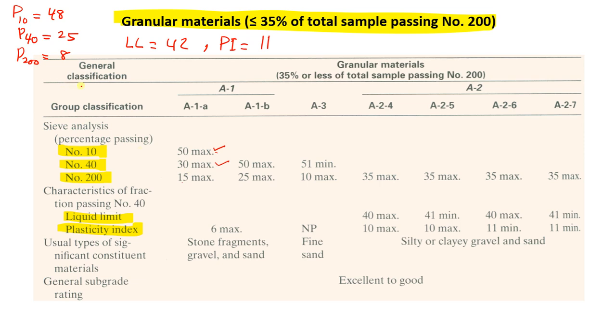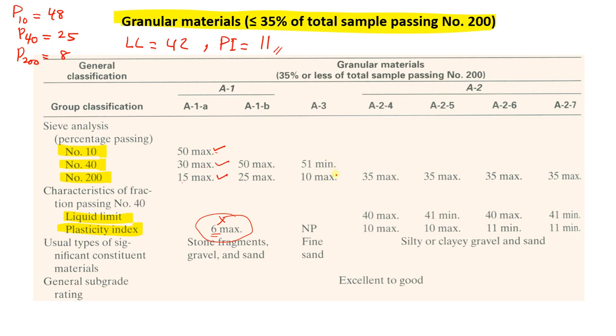What is our value? Our value is 8. So this is okay. Now, plasticity index can be 6 maximum, but in this example it has a plasticity index of 11. So this condition is not satisfied. So we go to the next, A1B. Remember, A1B has the same condition for plasticity index, so that condition is also not conforming with A1B. So we go to the next.